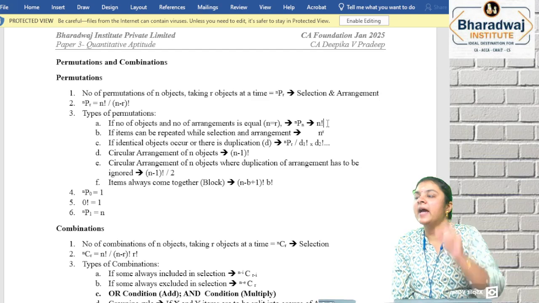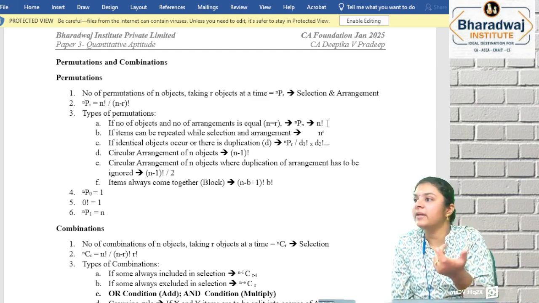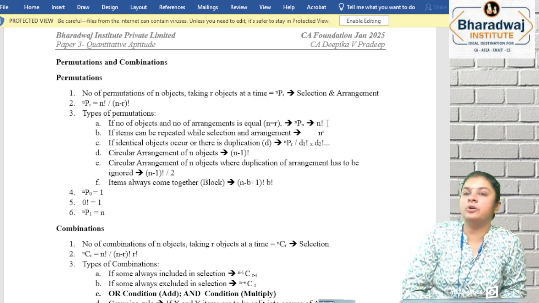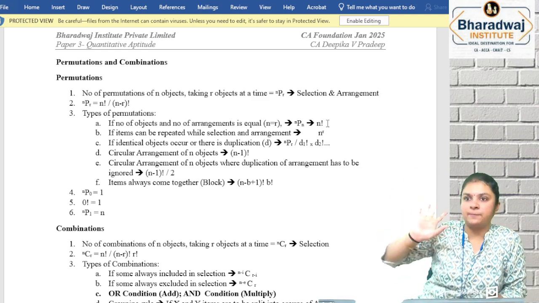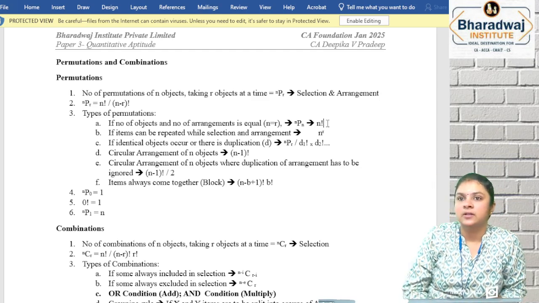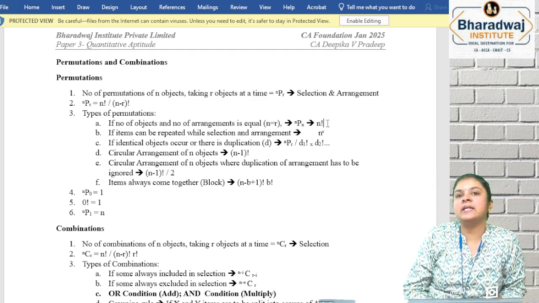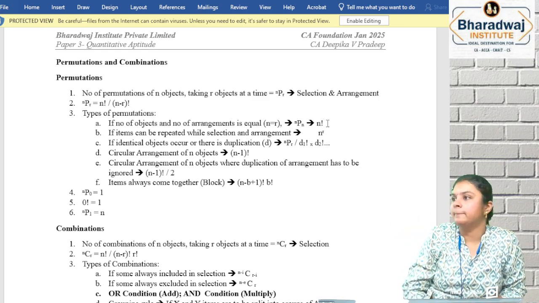In the question, arranged is mentioned, but they have not mentioned how many positions are available. For example, in the question that I told you, there are 6 people standing in a line. So you only know there are 6 people. It is implied that 6 people have 6 positions. Correct? So in that case, it is going to be taken as nPn or n factorial.